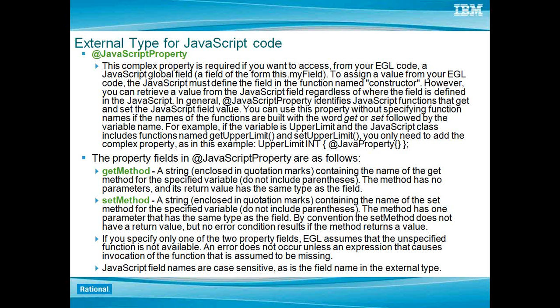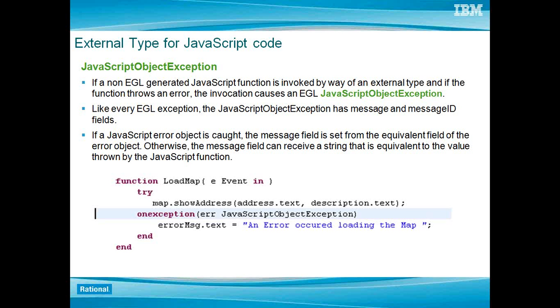So in this way we can either access, for example, if we have a car variable, we can say set car or get car. In this way we can specify get or set methods with the same name as the variable, so we can store or get values from that variable. The variable is present in our JavaScript, and we want to use it in our EGL code.